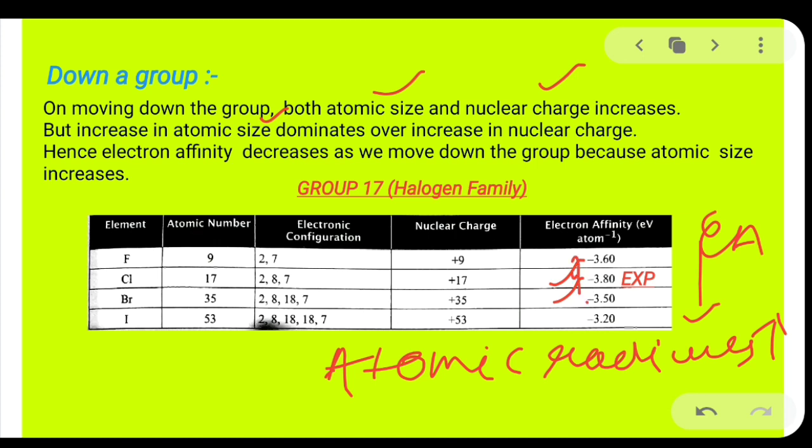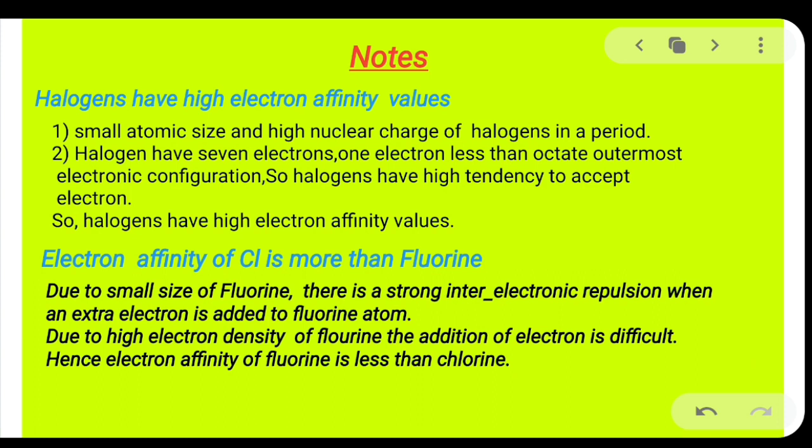Now let us see. Halogens have high electron affinity values. What is the reason? Due to the small size and high nuclear charge of halogens in a period. First point. Second is that halogens have 7 electrons in the outermost shell, so they need 1 electron to complete the octet. So the tendency of accepting an electron is very high in the case of halogens. Hence, the electron affinity is more in halogens.